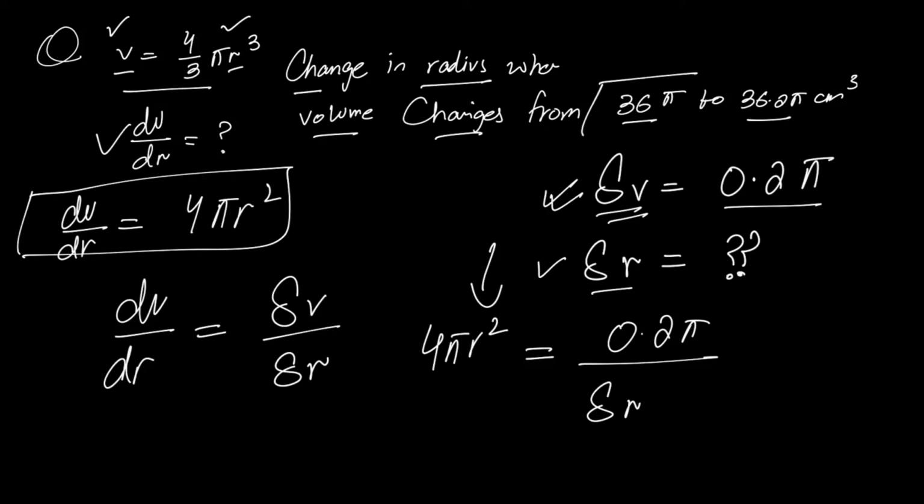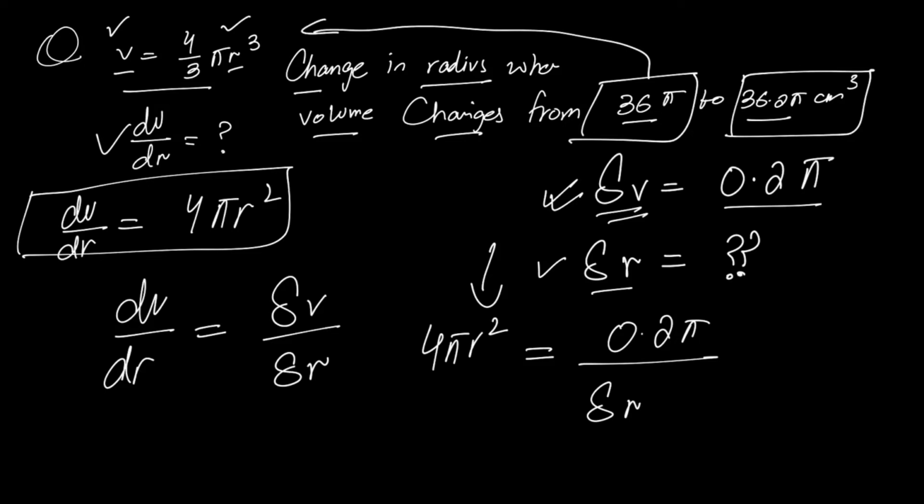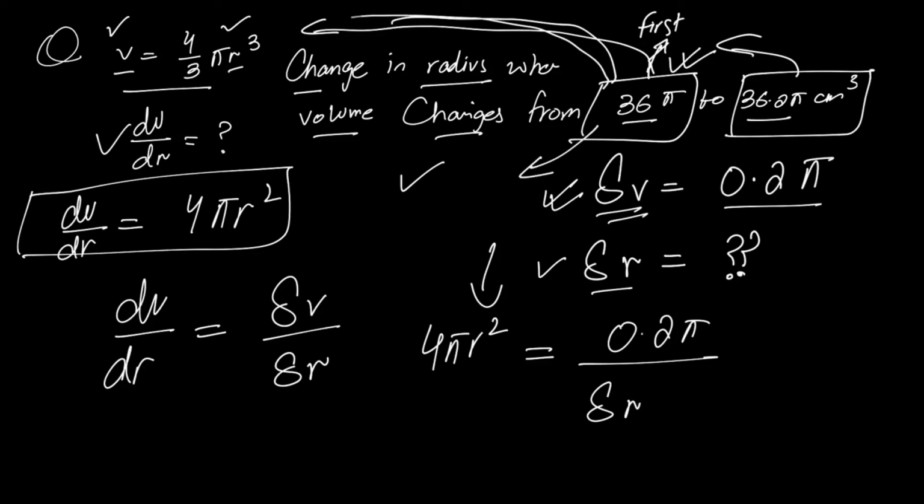To find the value of r, we have these two values given. We can put either in the equation, but both of them will give you different answers. So whenever you're doing small change, make this a rule that you take the first value, the original value. You have to take the original value and either put this into the equation if it requires, or find the other variable through this value. So we're going to find r by this.